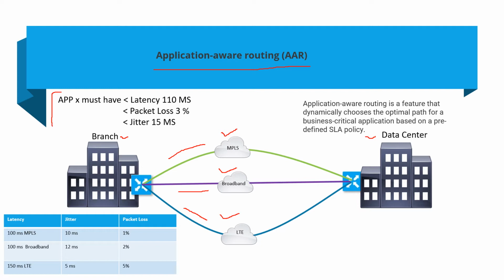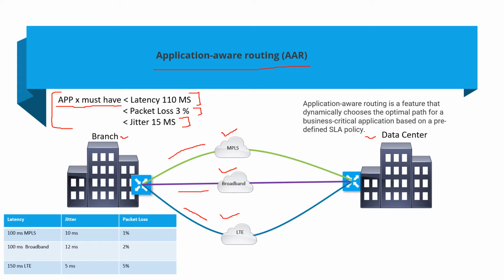and the policy will look like this. This is my application X, and it must have latency less than 110 ms. Packet loss should be 3%, and the jitter should be less than 15 ms.